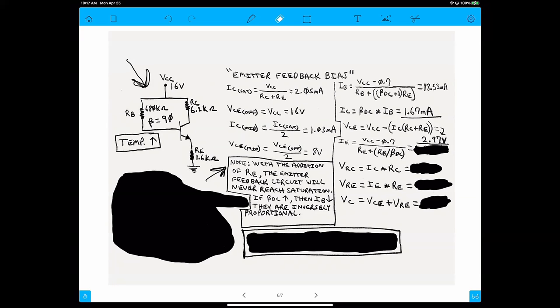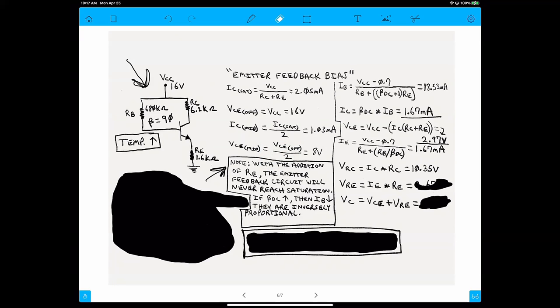All right, 2.97 volts. Then we go ahead and calculate for our IE, which in this case is going to come out to be about 1.67 milliamps, which is pretty much equal to IC. So in this case, we have IC equaling IE, both of them at 1.67 milliamps. Now that we have the values for IC, we can go ahead and calculate for our voltage drop for RC. If we multiply those two together, we come up with 10.35 volts.